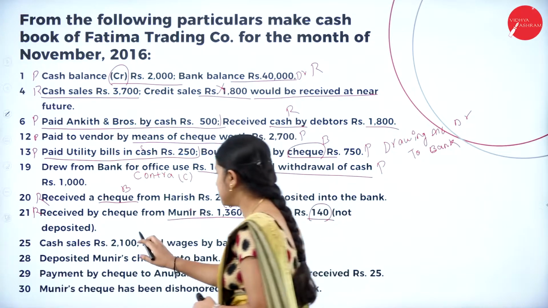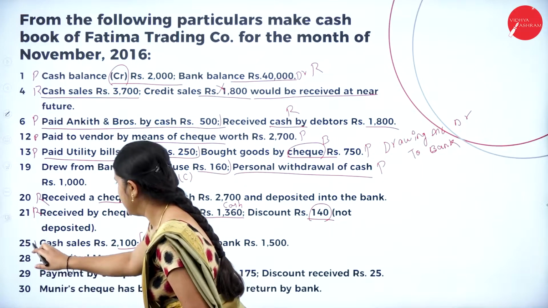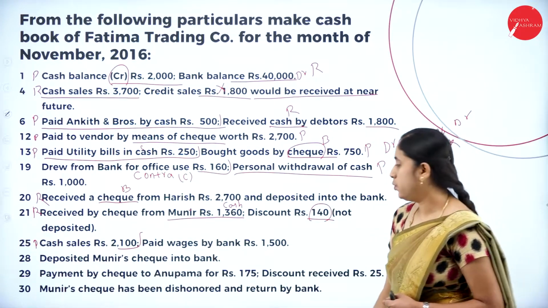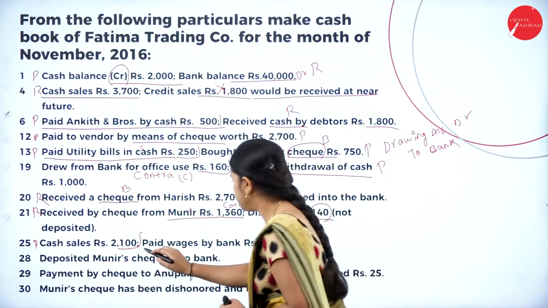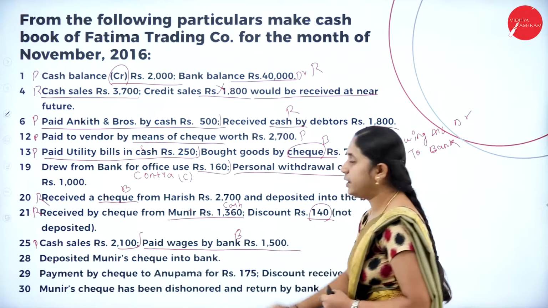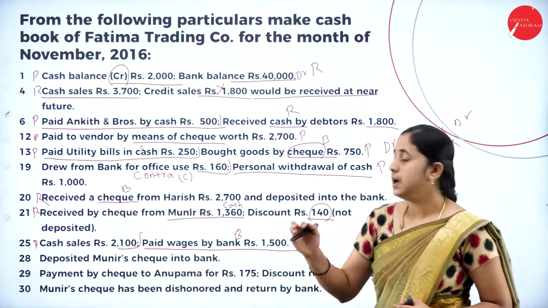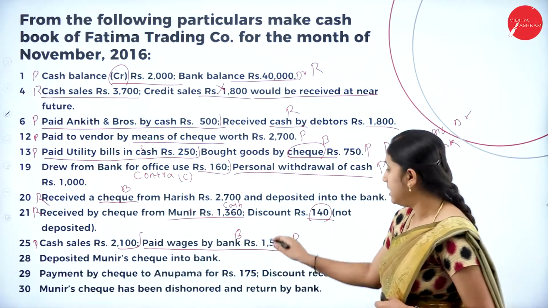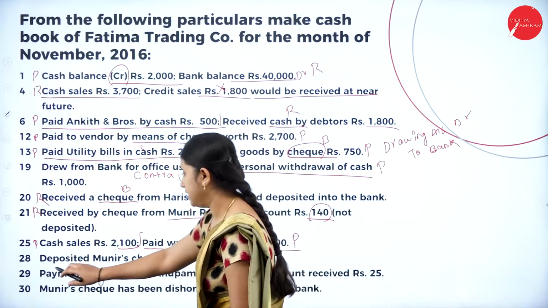Next, cash sales 2100. Payment side, in cash column, amount 2100. And paid wages by bank. Paid wages by bank means amount in bank column. Payment side, that is credit side, bank column 1500.